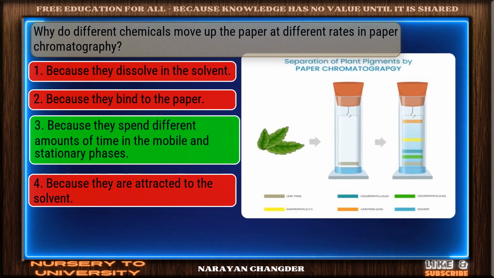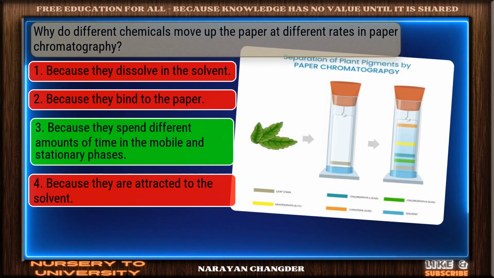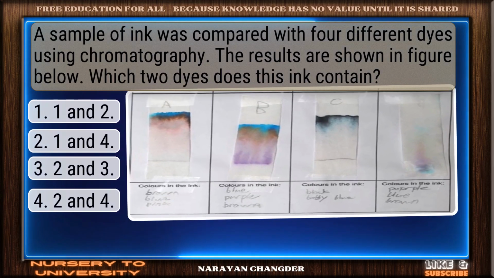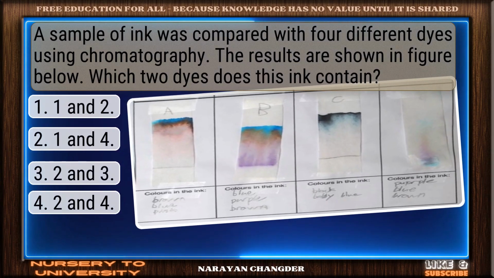Spot on, because they spend different amounts of time in the mobile and stationary phases. A sample of ink was compared with 4 different dyes using chromatography. The results are shown in figure below. Which 2 dyes does this ink contain?